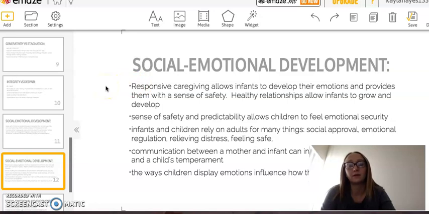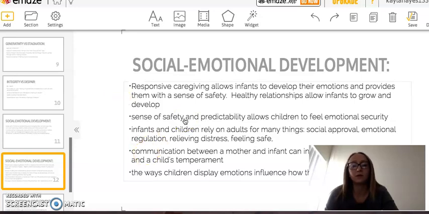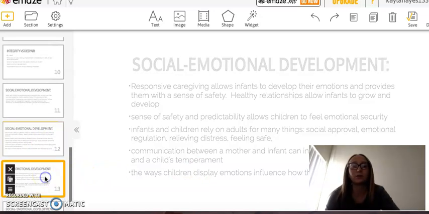There's the idea of responsive caregiving. Essentially this allows infants to develop their emotions and provides them with a sense of safety and security. So these healthy relationships with parents allow infants to grow and develop because they feel safe and secure. It also allows children to feel emotionally safe and a sense of emotional security. Infants and children rely on adults for a bunch of different things. Some of them are social approval, emotional regulation, relieving their distress, and feeling safe. Communication with a mother and infant can really influence a child's emotional regulation and a child's temperament. And the ways that children display their emotions influence how their relationships form. So essentially, responsive caregiving can really make or break how a child is able to deal with their emotions and build relationships later on in life.